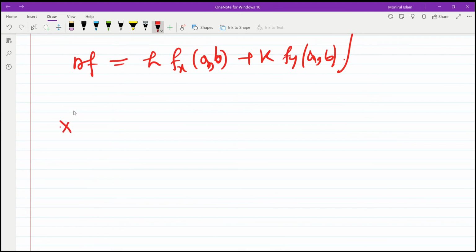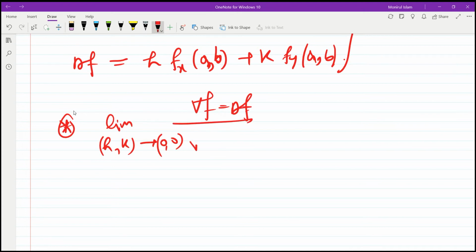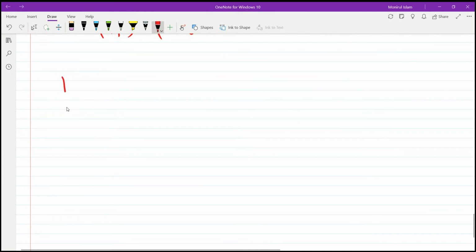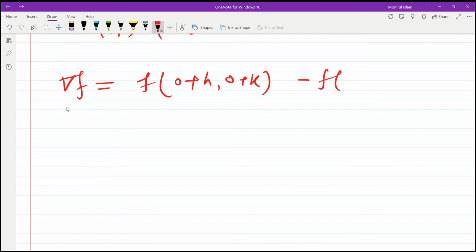So you check this limit as (h, k) tends to (0, 0) of (del f minus df), whether this is 0 or not. Okay, if this limit is 0, then you can say f is differentiable. You have to check whether this is 0 or not. So how do we check? You have to find del f and df in this case. Okay, so try to find del f. What is the increment of f? Here a is 0, so f(a plus h, b plus k) minus f(0, 0).